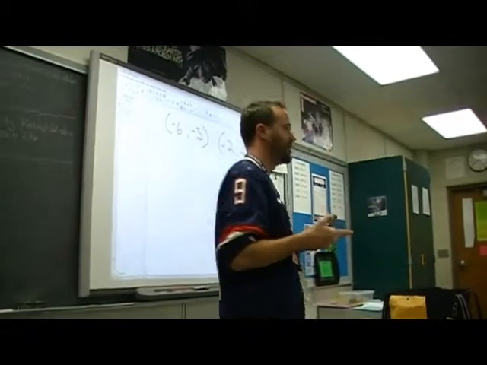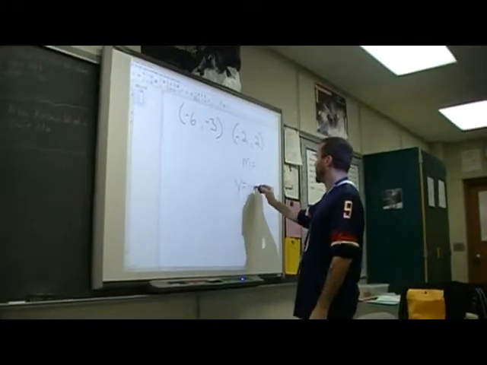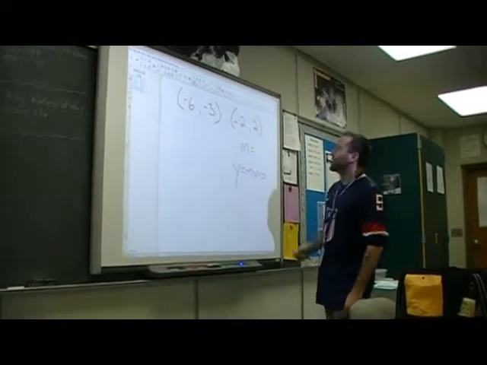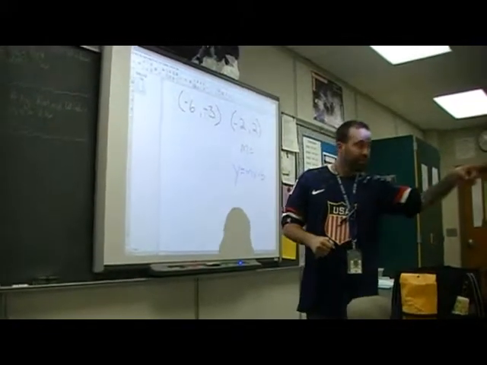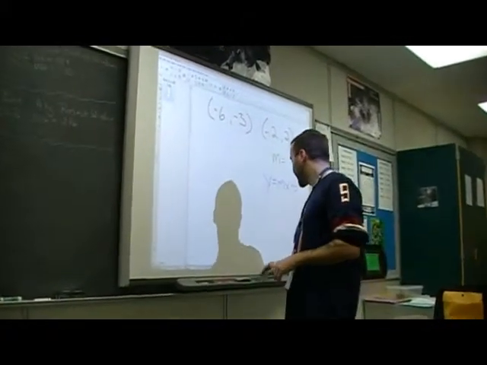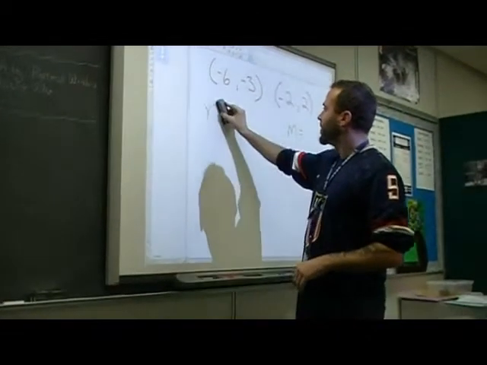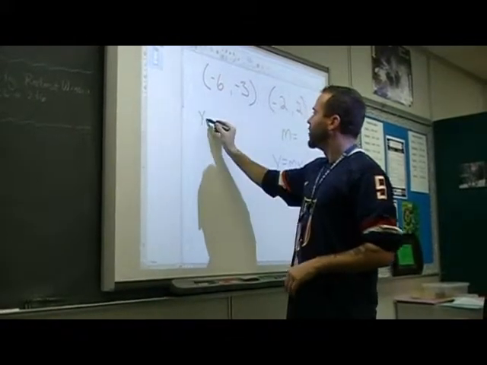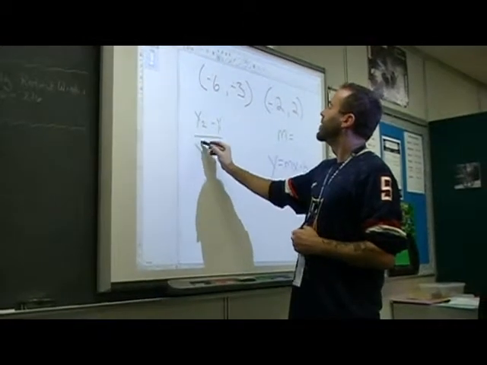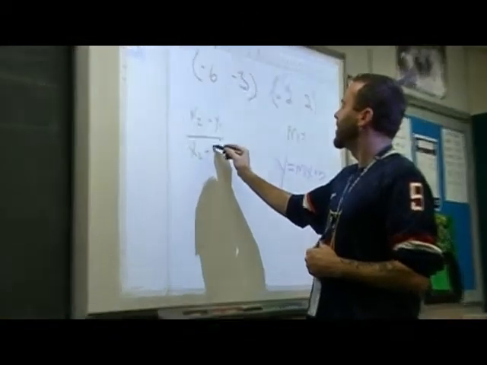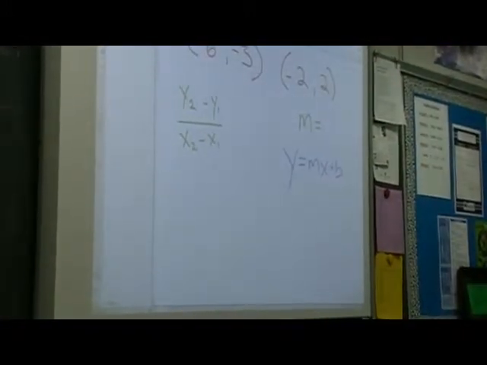What is it, Brandon? y equals mx plus b. That's our slope-intercept form, that's what we want to end up with. What's our formula to find m? y2 minus y1 over x2 minus x1. We're not going to be able to do that unless we know what y2 and y1 are, x2 and x1.